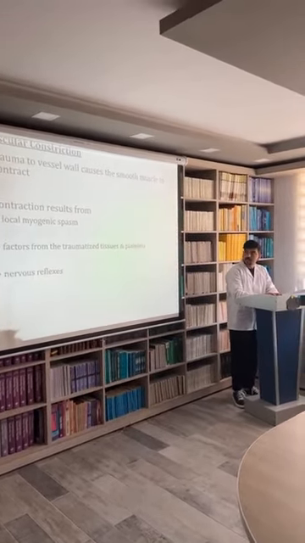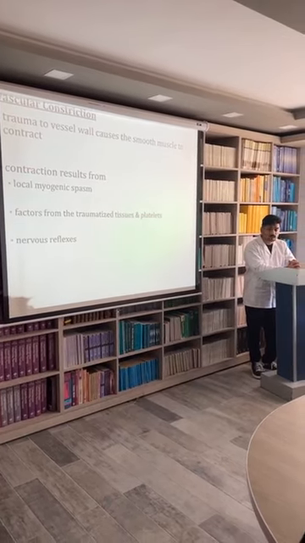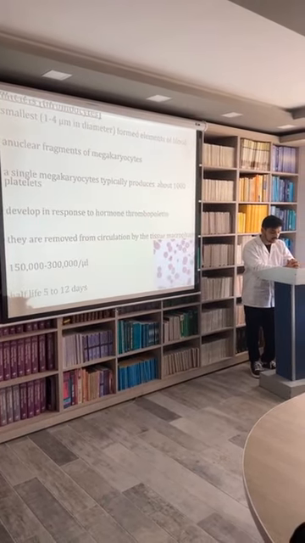Now first, vascular constriction. It is a trauma to the vessel that causes the smooth muscles to contract, and it is mainly the result of three processes: local myogenic spasm, second is a factor from the traumatized tissue and platelets, and third is the nervous reflexes.